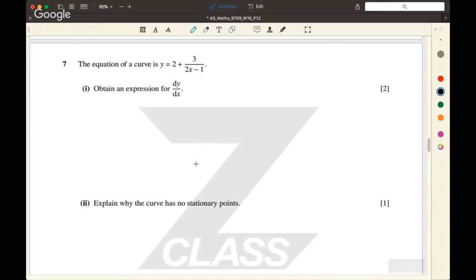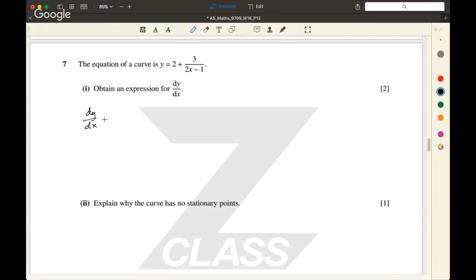Okay, question 7. We're given the equation of a curve, and they just want us to differentiate this first off. So this is just mechanical. If you're looking at it and going, what the hell do I do? Then you should practice some basic differentiation. But the important thing is just to go carefully, and then you shouldn't be able to make a mistake.